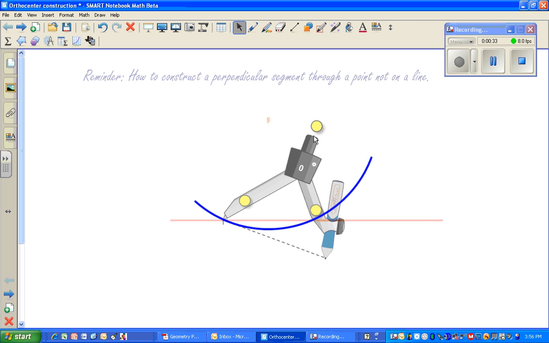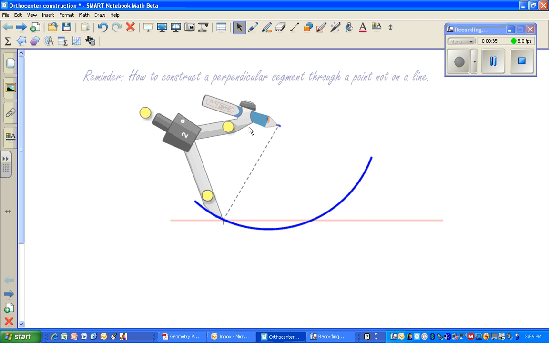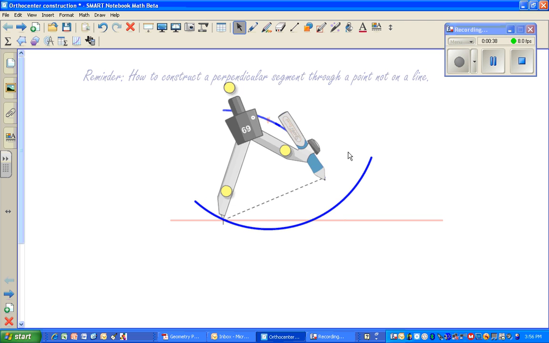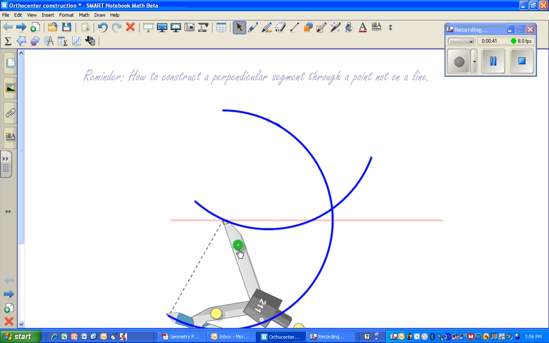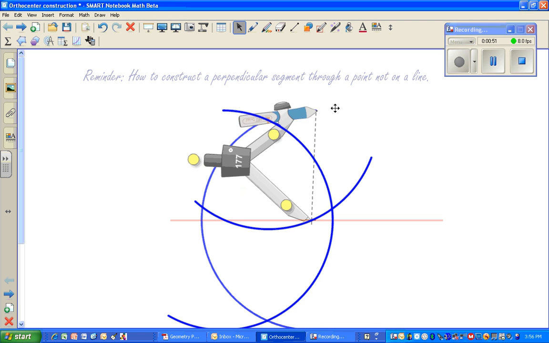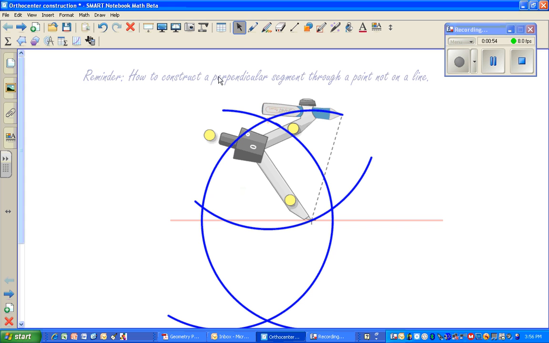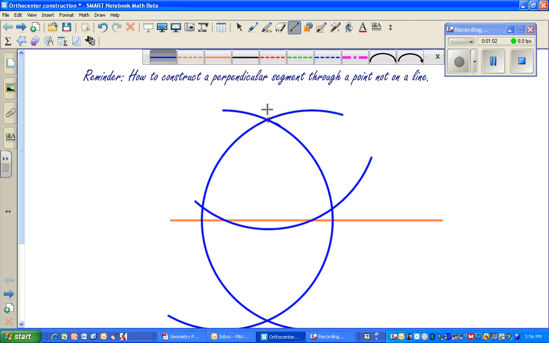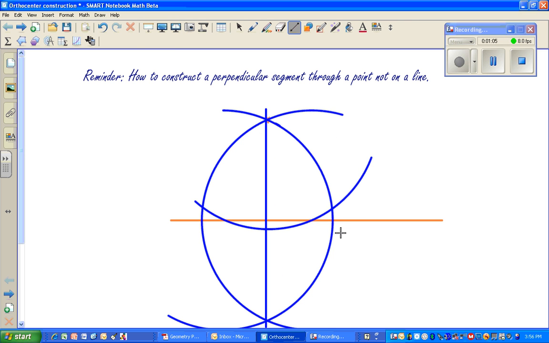So I'm going to pivot on one side of the smile, and swing an arc above and below. Then I'm going to pivot on the other endpoint of my smile and swing an arc above and below there. When I connect those two, I'll have constructed the perpendicular to the line that goes to the point that's not on the line. Okay, so to construct the altitude of a triangle, we're going to do that same construction.